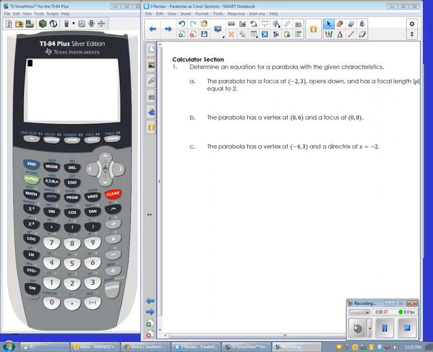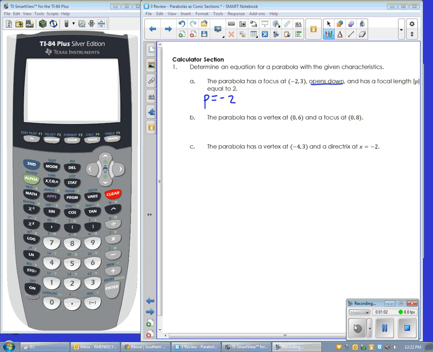In this case, in part A, we have a parabola that has a focus at (-2, 3). It opens down and has a focal length. Notice that it says the absolute value of p is equal to 2. That's only to make you determine whether p is positive or negative. Because we know that this graph opens down, that should be an indication to us that the value of p is actually -2.